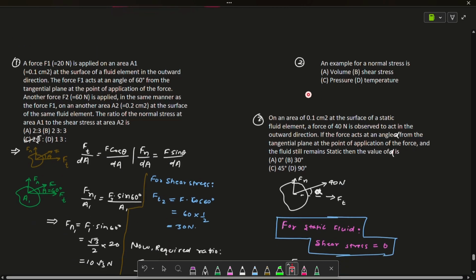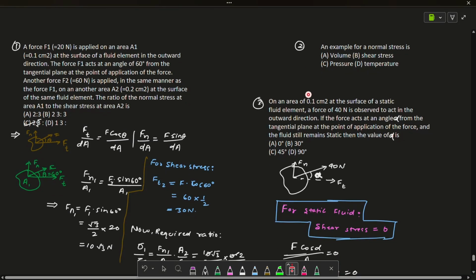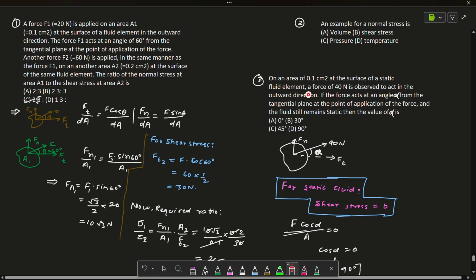First we are going to discuss practice set 1, and problem number 1 is: a force F1 is applied on an area A1, that is 0.1 centimeter square, at the surface of a fluid element in the outward direction. So a body is there with area A1, and a force F1 is acting on it. The magnitude of the first force is 20 Newton, and the area over which it is acting is A1, which is 0.1 centimeter square.